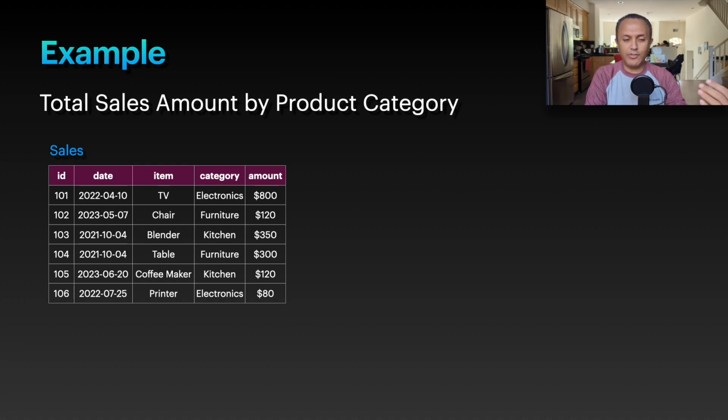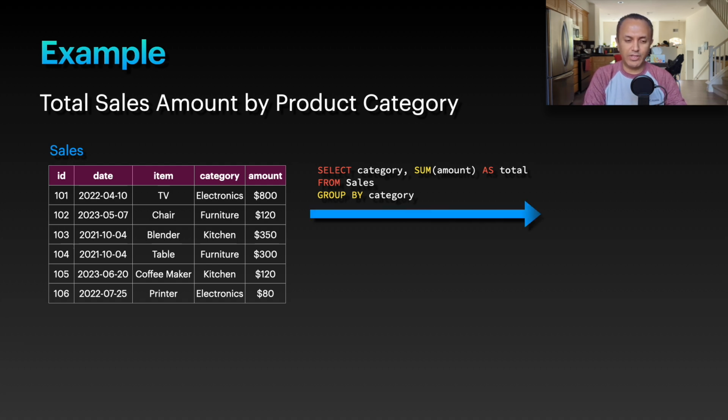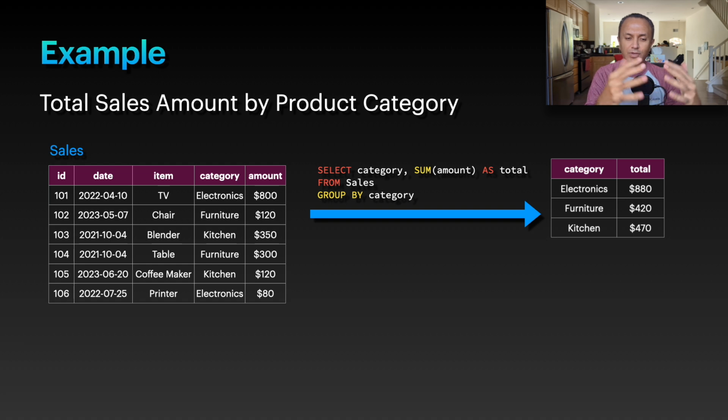In SQL, this would look something like this. Select category and sum of amount as total from sales group by category. So we're grouping by these categories, and for each category, we want to get the sum of the amount. If we apply this query, it will give us data that looks like this. We have all the categories, and for each category we have this total.